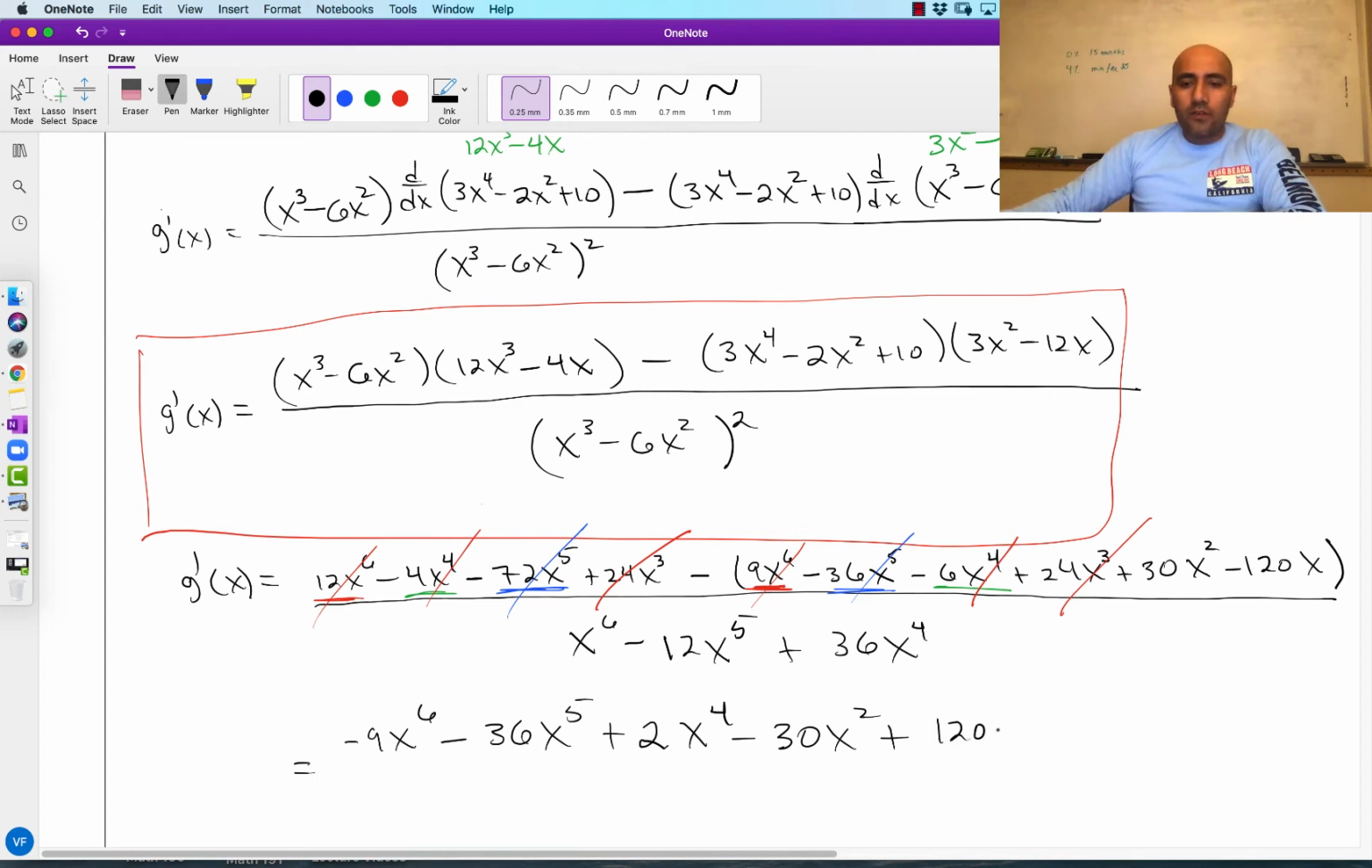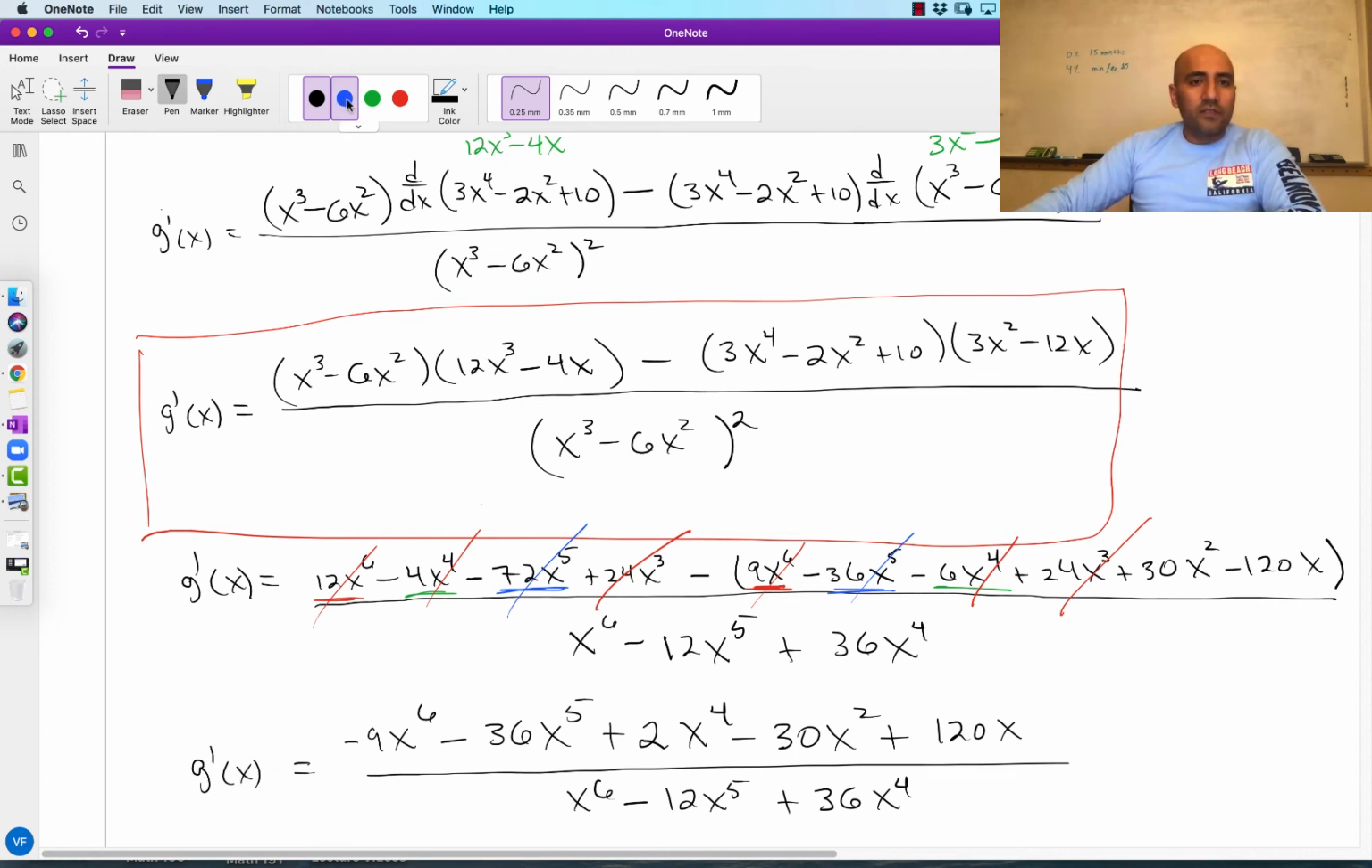plus 120x, and all of that gets divided by x to the 6th power minus 12x to the 5th power plus 36x to the 4th power, g prime of x. Okay, so this is an alternative version over here, just expanding the whole thing out.